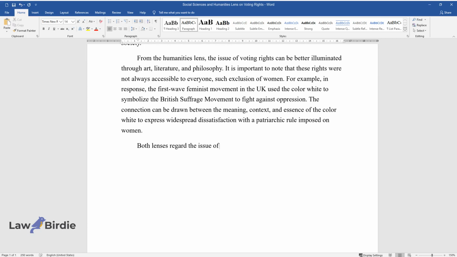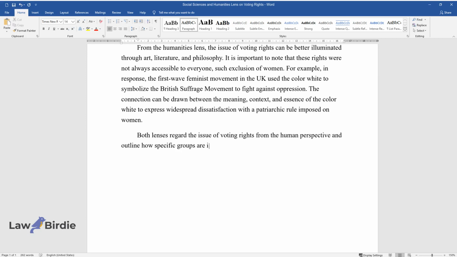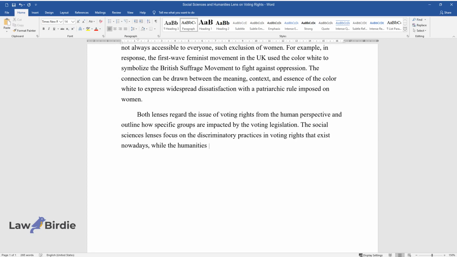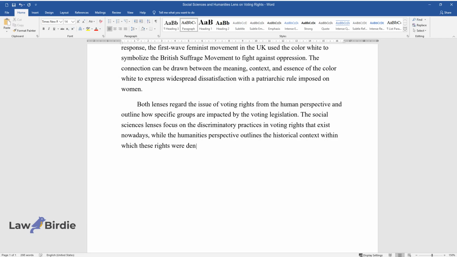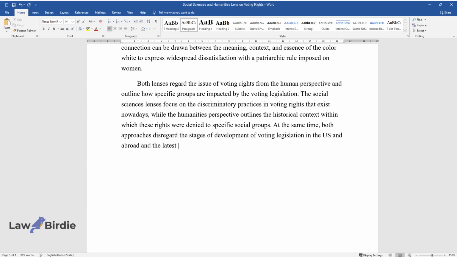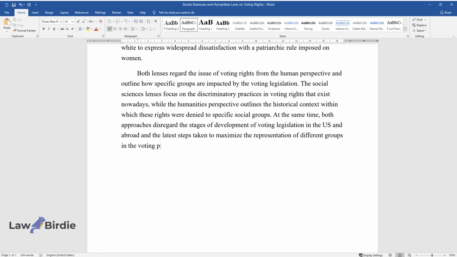Both lenses regard the issue of voting rights from the human perspective and outline how specific groups are impacted by the voting legislation. The social sciences lens focuses on the discriminatory practices in voting rights that exist nowadays, while the humanities perspective outlines the historical context within which these rights were denied to specific social groups. At the same time, both approaches disregard the stages of development of voting legislation in the US and abroad and the latest steps taken to maximize the representation of different groups in the voting process.